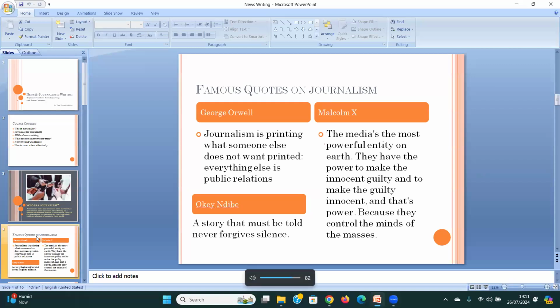If you want to explain that, information, news, a story is actually what someone does not want printed. And that in a way also illustrates the definition of news, which says that bad news travels faster than good news.